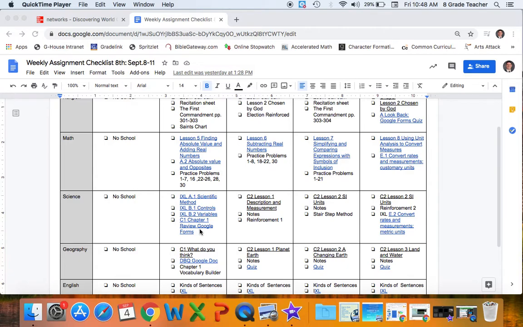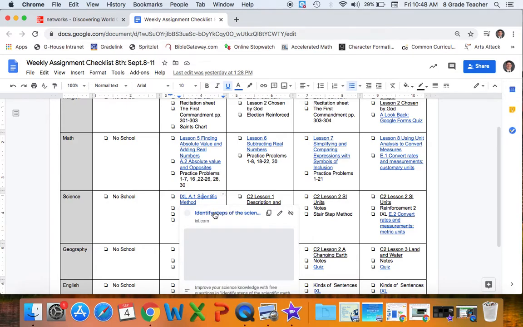We don't have a formal test to start out in chapter 1. We will have a review that will work as a quiz or a test that is graded as we go. I'll show you each of those items. The first is our IXL assignment, 8.1, the scientific method.